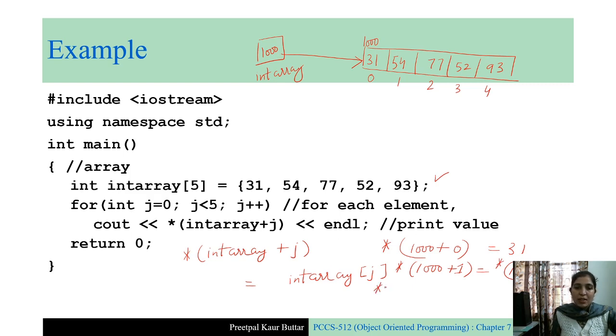Then in the next iteration 1000 plus 2. It means it will jump from 1000 to 2 elements. So what is the size of 2 elements? Size of 2 elements is 4. It will jump to 1004 and give us the value there, that is 77. This is 1002, this is 1004, 1006 and 1008. So this is how this is working. You can try to implement this program and see yourself how this is working.